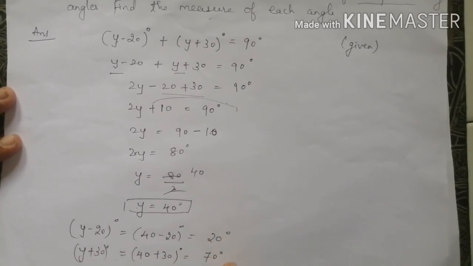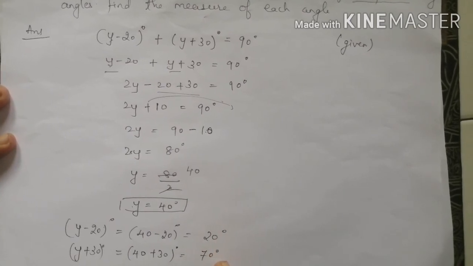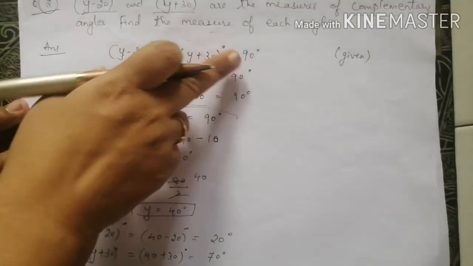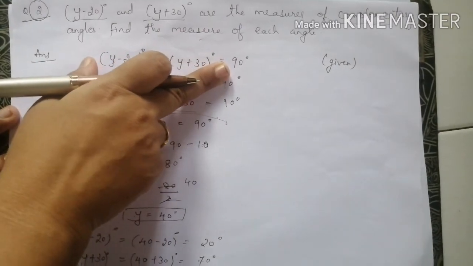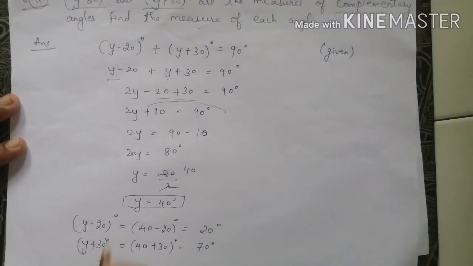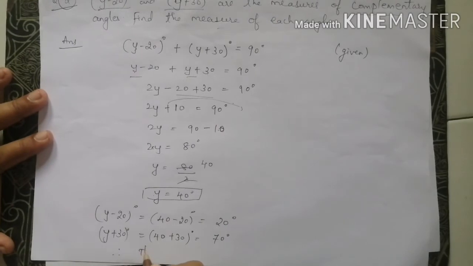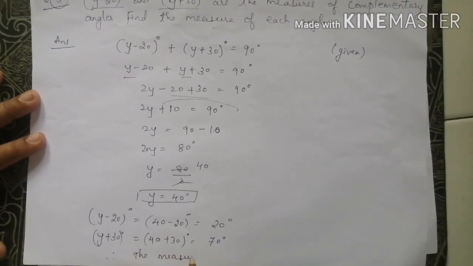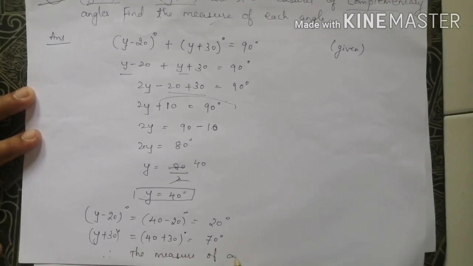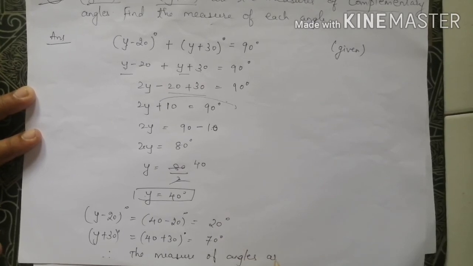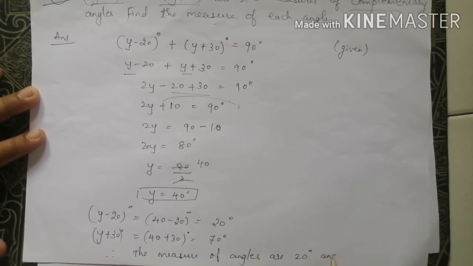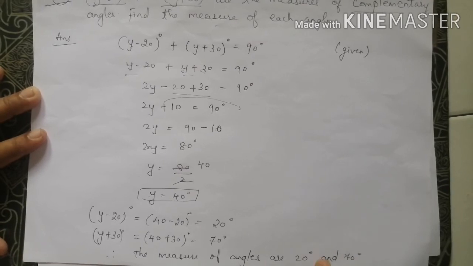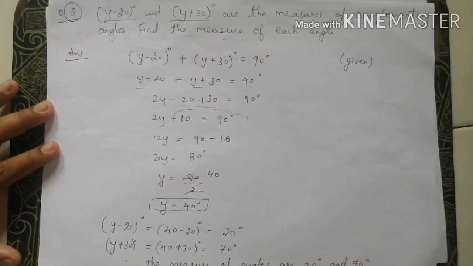So which are the two complementary angles? 20 and 70. If you add 20 plus 70, their total is 90 degree. That means we are getting it correct. So therefore the measure of each angle is 20 degree and 70 degree. The measures of the angles are 20 degree and the second one is 70 degree. They are complementary, meaning their total we are getting is 90 degree. 20 plus 70 is 90 degree.